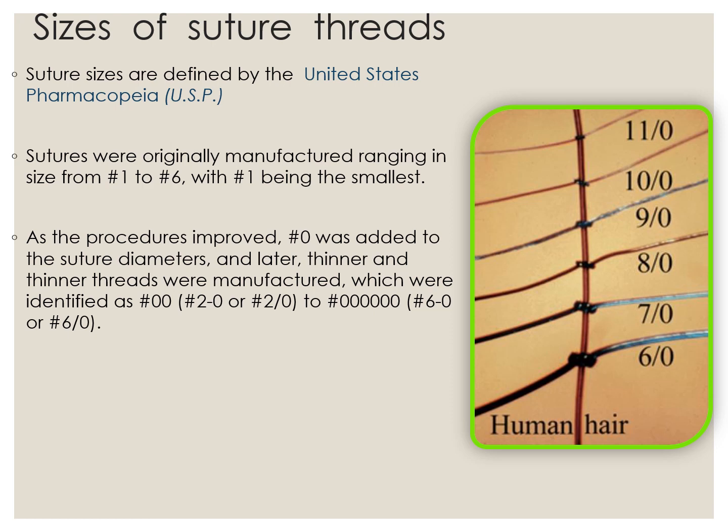Sutures were originally manufactured ranging in size from 1 to 6, with 1 being the smallest. As the procedure improved, 0 was added to the suture diameter, and later thinner threads were manufactured, which were identified as 00, that is 2-0 or 2 by 0, to 6 zeros, that is 6-0 or 6 by 0.